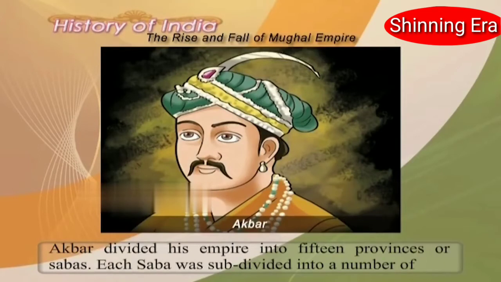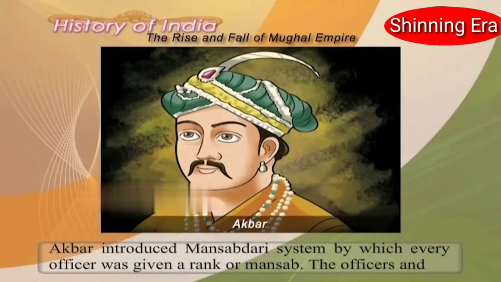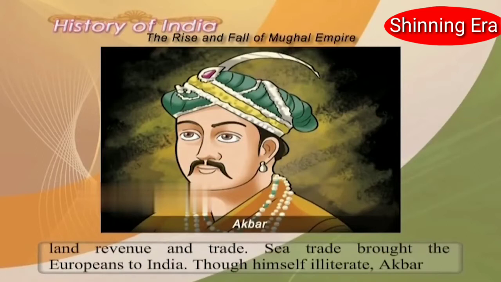Akbar divided his empire into 15 provinces or subas. Each suba was subdivided into a number of sarkars and each sarkar into parganas. The governor or subedar was responsible for the law and order of his suba. Akbar introduced a mansabdari system by which every officer was given a rank or mansab. The officers and nobles were paid grants of land revenue known as jagirs. The state enjoyed income from two sources, land revenue and trade.